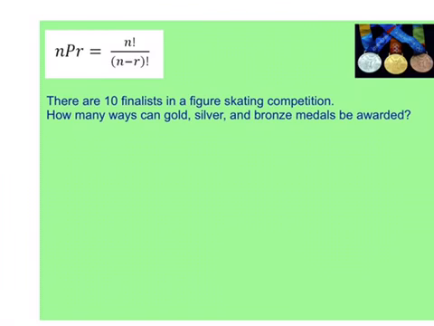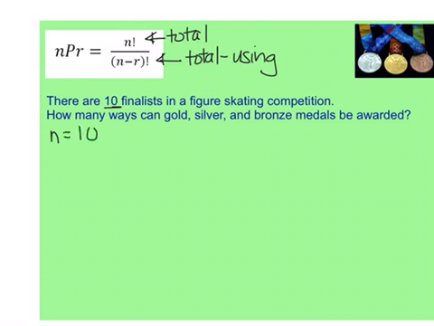So here's the example we're going to look at. Example number 7. We have 10 finalists in a figure skating competition, and we want to figure out how many different ways gold, silver, and bronze medals can be awarded. In order to do this, I need to know my total. My total is going to go on top, and then my total minus what I'm using, or how many I'm picking, on the bottom. So I know that my total is 10, so n is going to be 10. And my r is going to be how many I'm picking. Well, I'm picking a gold, a silver, and a bronze, so I'm picking 3 of them.